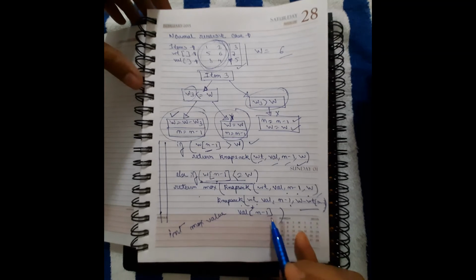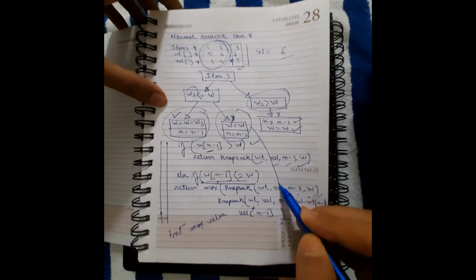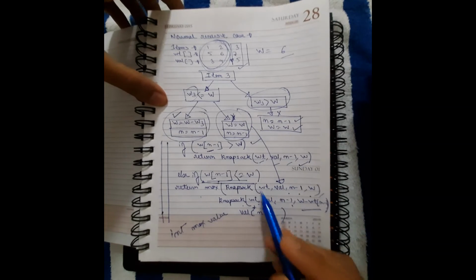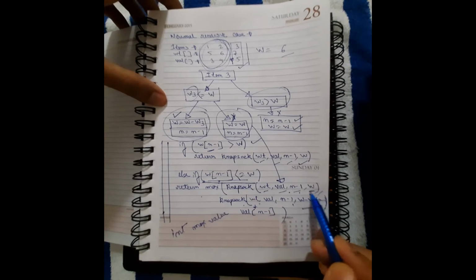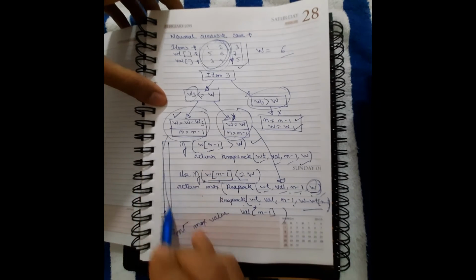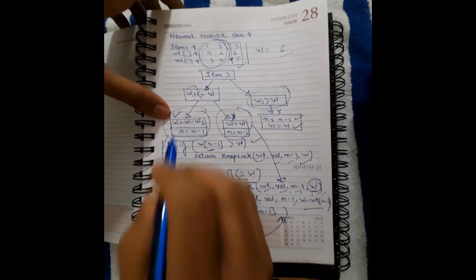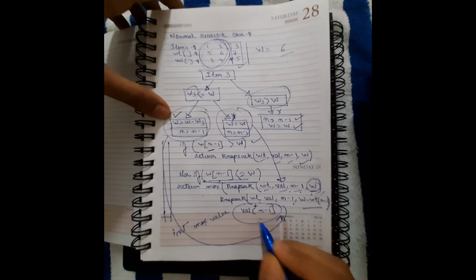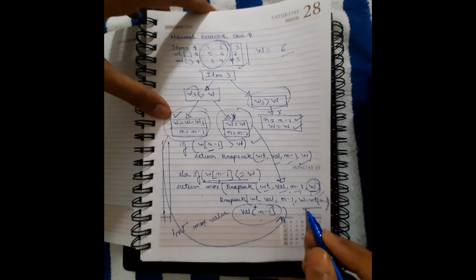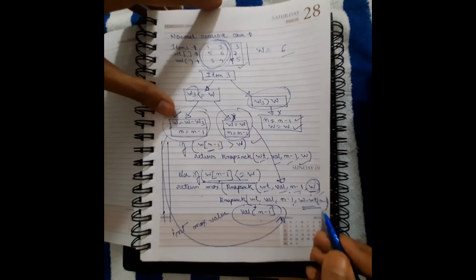So what happens in this case is, this one is where we are not adding the element, so knapsack(wt, val, n minus 1, w) remains. This one is the case where we add the element, so plus val[n minus 1], and then we reduce the maximum capacity of the sack by w minus weight of n minus 1.